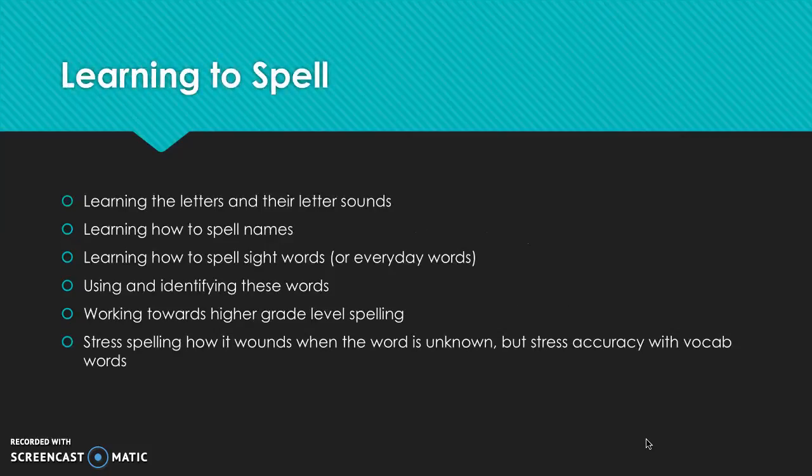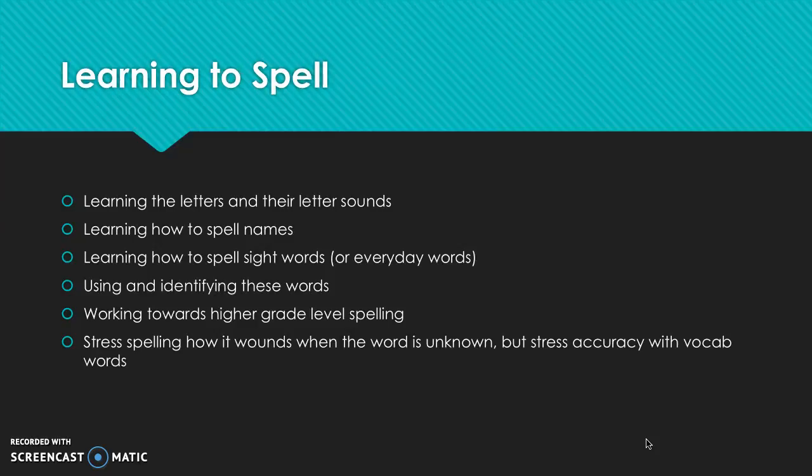When learning to spell, you start out with learning the letters and their letter sounds, and that's really important because then when children are asked to spell things how they think it sounds, they can look through the alphabet, sound out different words, say the word that they're trying to spell out loud or in their head, and really listen for those sounds.